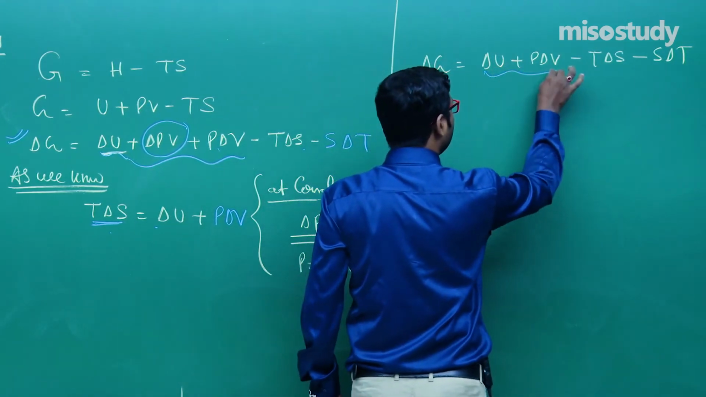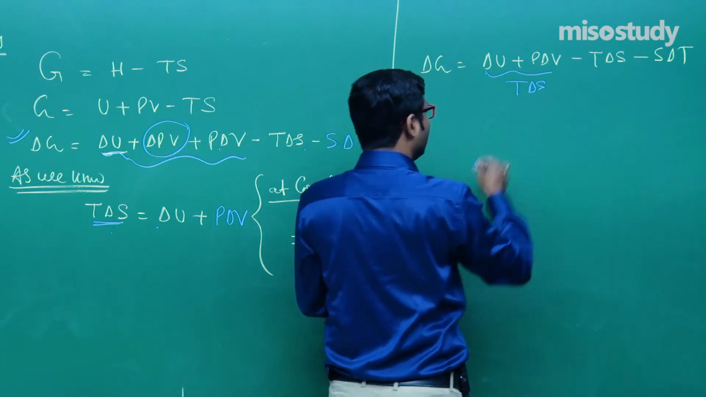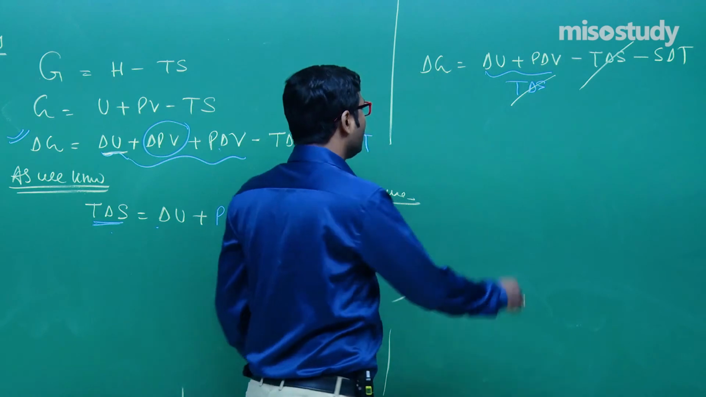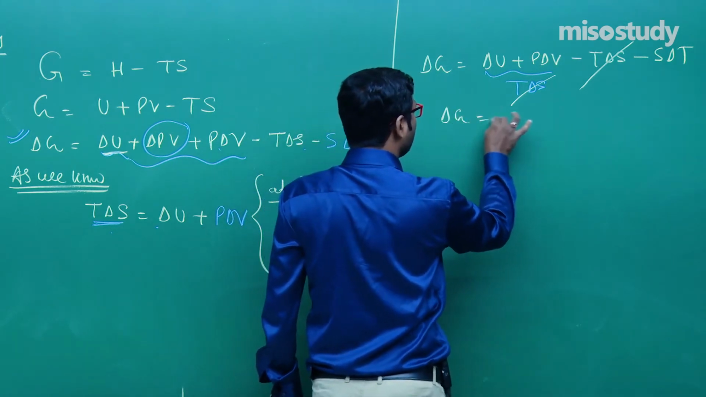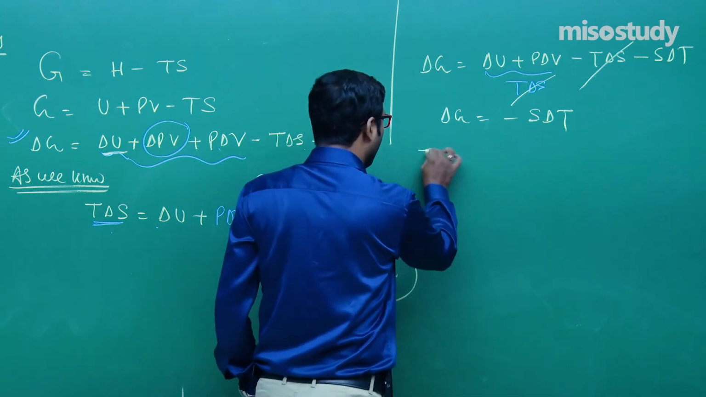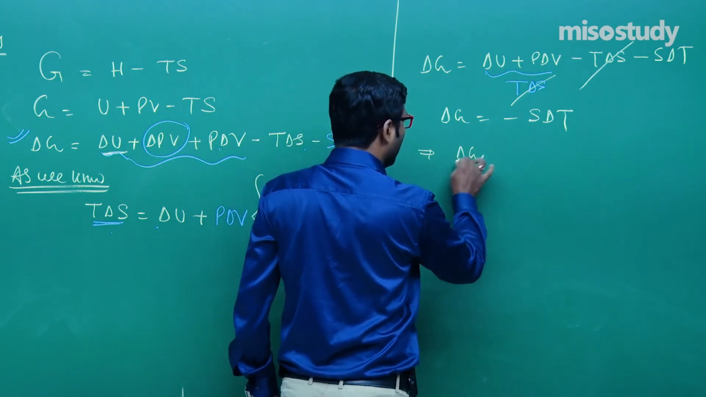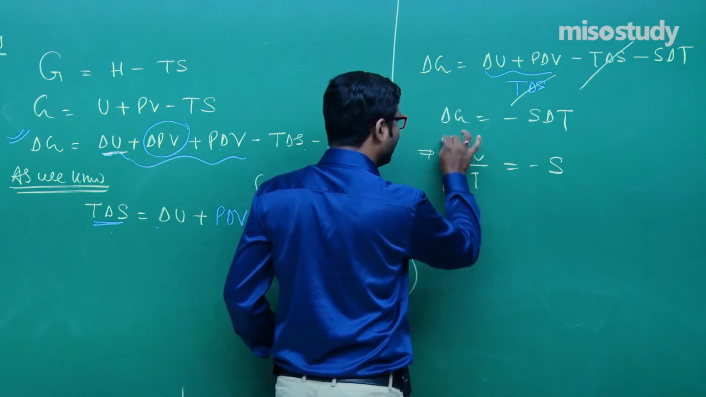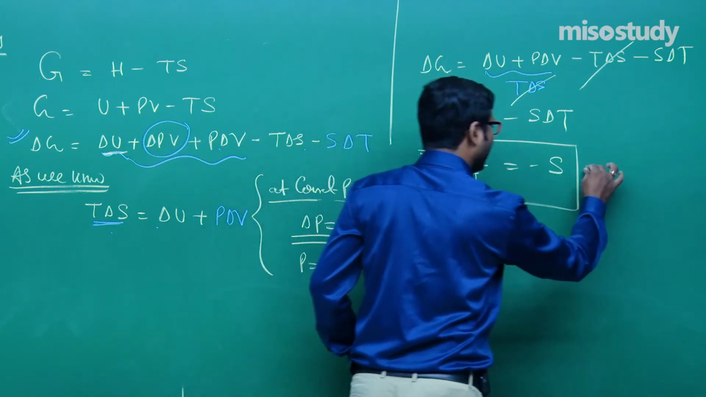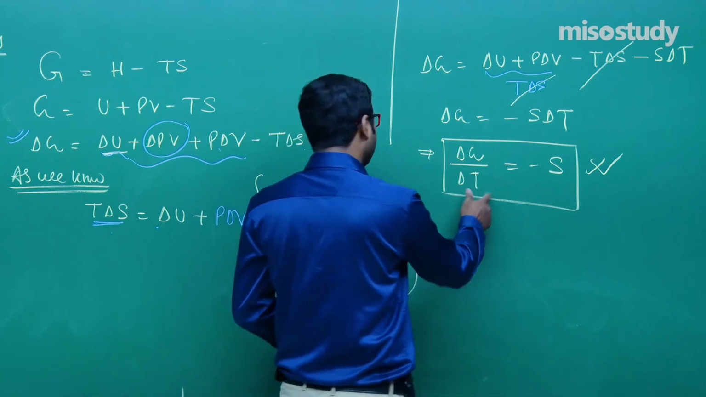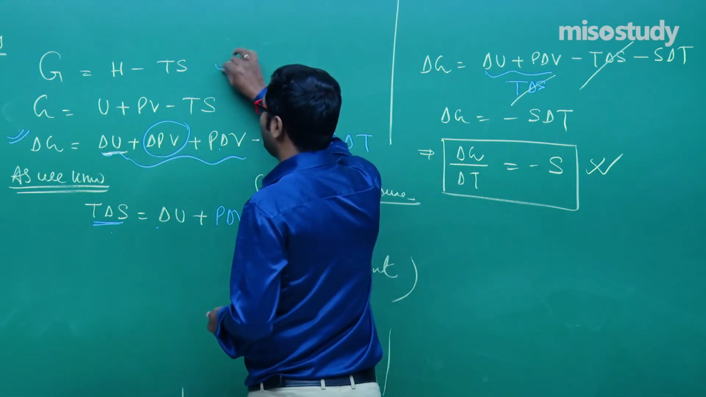This is equal to T delta S. So what will happen? This will cancel each other. So delta G is equal to minus S delta T. Clear? Now delta G upon delta T is equal to minus S. Am I right or wrong? Sir, you are absolutely right. Now put this value in the given equation.